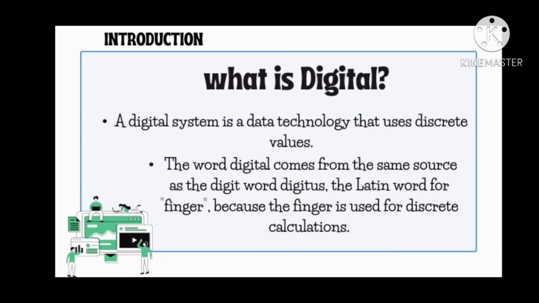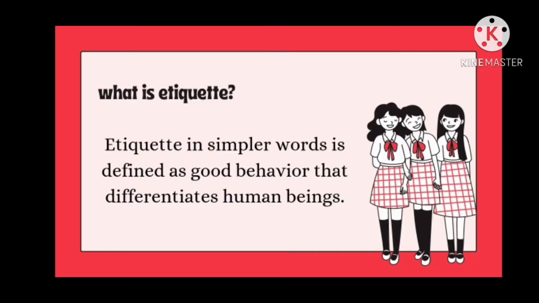What is digital? A digital system is a data technology that uses discrete values, contrary to non-digital systems that use a continuous range of values to represent information. Although digital representation is discrete, the information that can be represented is either discrete, for example, numbers, letters, or sculptures, or continuous, like sound, images, and other continuous system measurements.